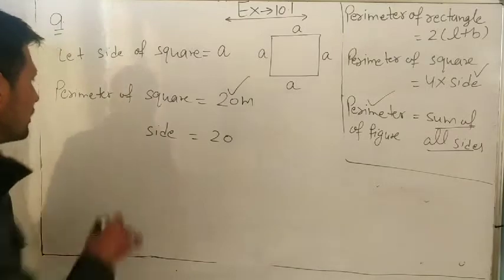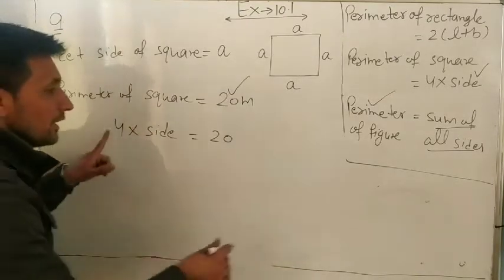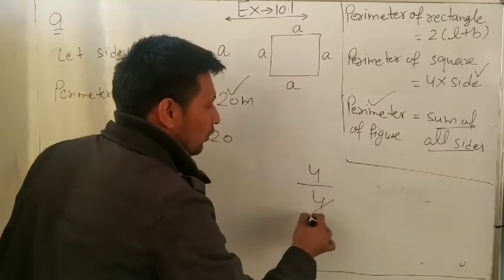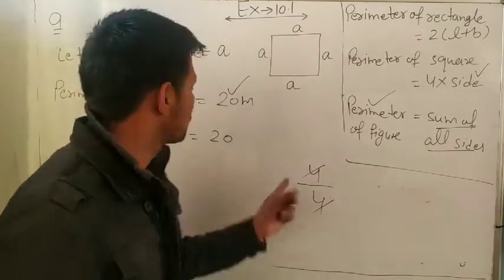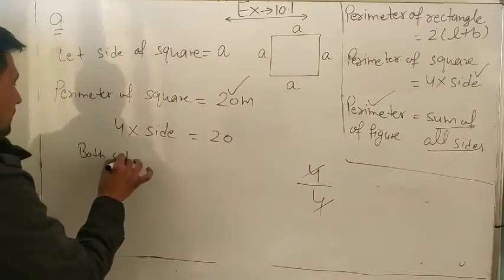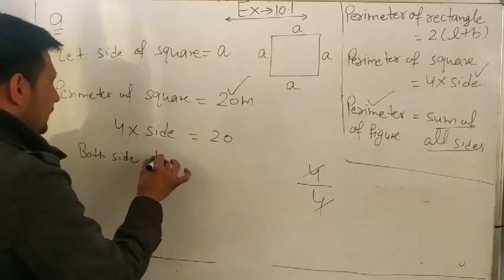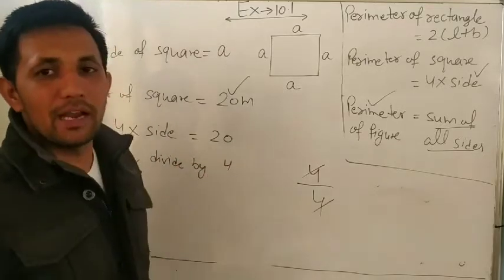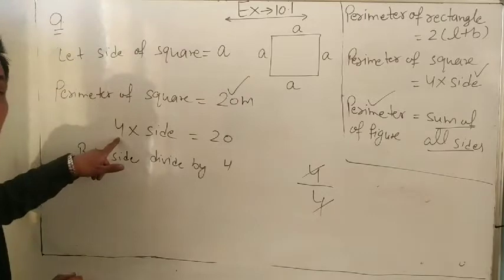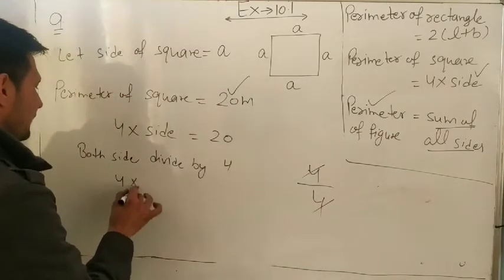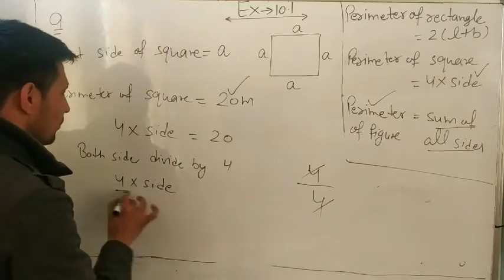No, it is wrong. It is 4 into side. If it is 4, how can you remove it? If I divide, 4 cancels 4. Yes, it is removed. So on both sides you can write divide by 4, because we want to remove 4. That's why 4 divided by 4 cancels. So 4 into side, both sides removed.